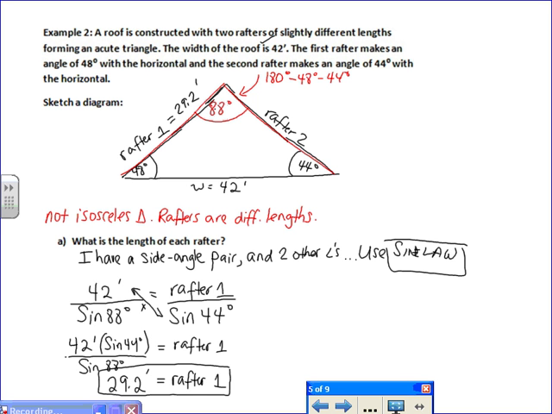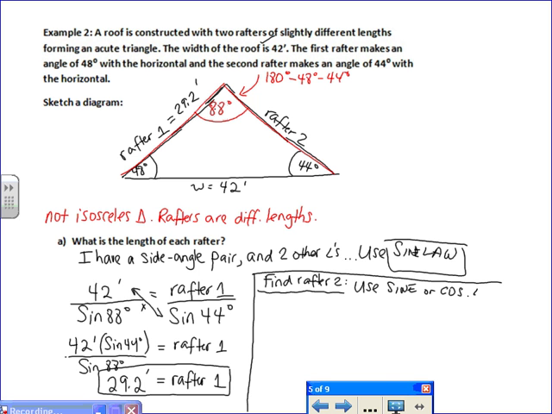Okay, so number 2, for rafter number 2, let me try to do this on the same page. Let's find rafter 2. And here I have a choice. I could use sine law or cosine law. I could use either one.